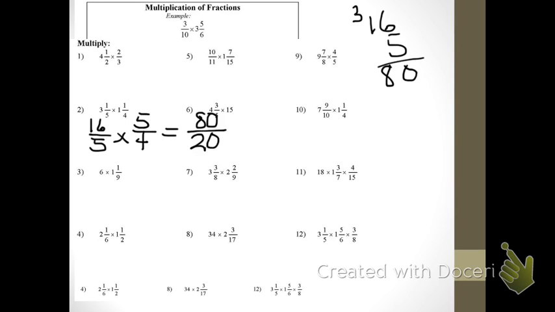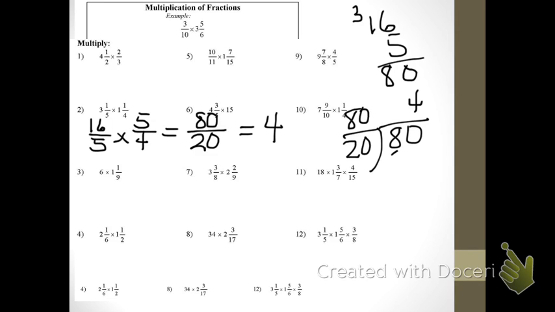Once again, 80 is a multiple of 20, so we're going to end up with a whole number. And sure enough, 20 times 4 is 80. But again, at any time that you have an improper fraction, make a fraction house. 20 goes into 80 4 times, which is 80. And so we have 0. And the answer is 4.